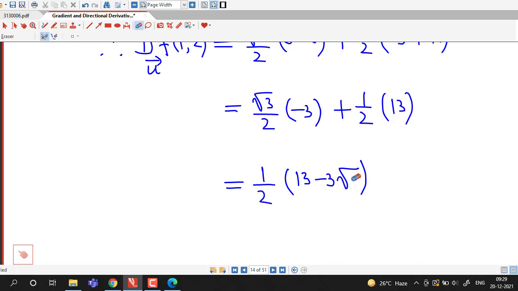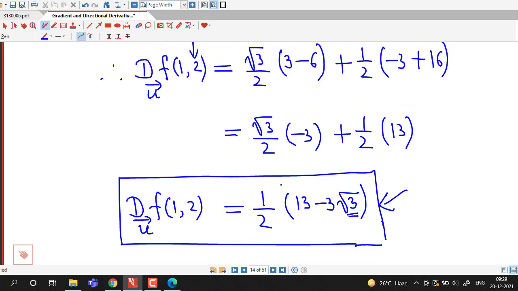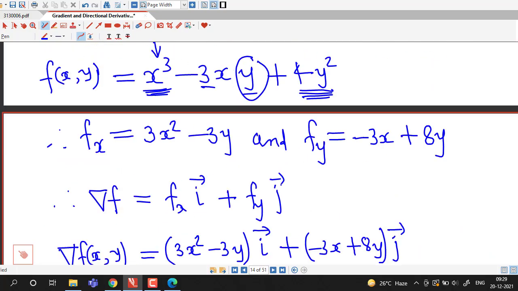Okay, fine. So here I have to write it under root 3. So this is the directional derivative of the given scalar function at point 1, 2 in the direction of the unit vector. If you wish you can find this value by using a scientific calculator, otherwise you can keep it as it is. This is the answer for the directional derivative at point 1, 2.